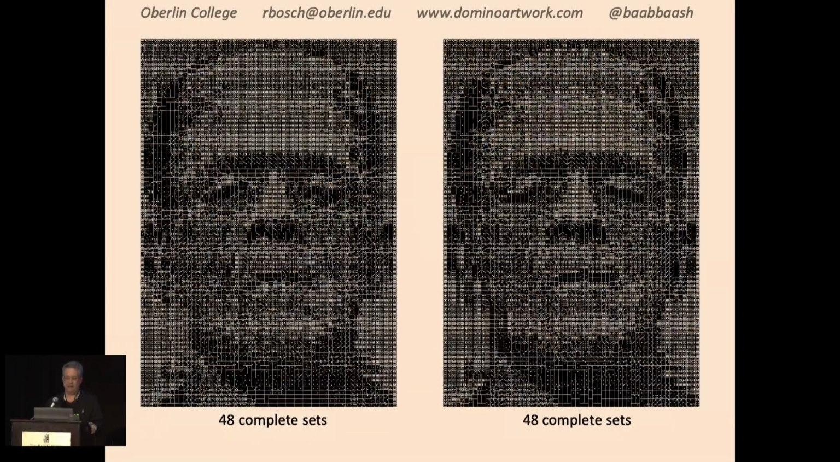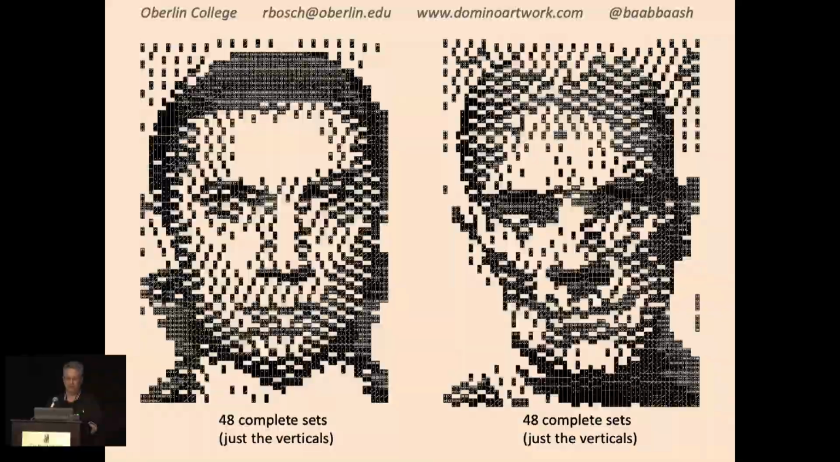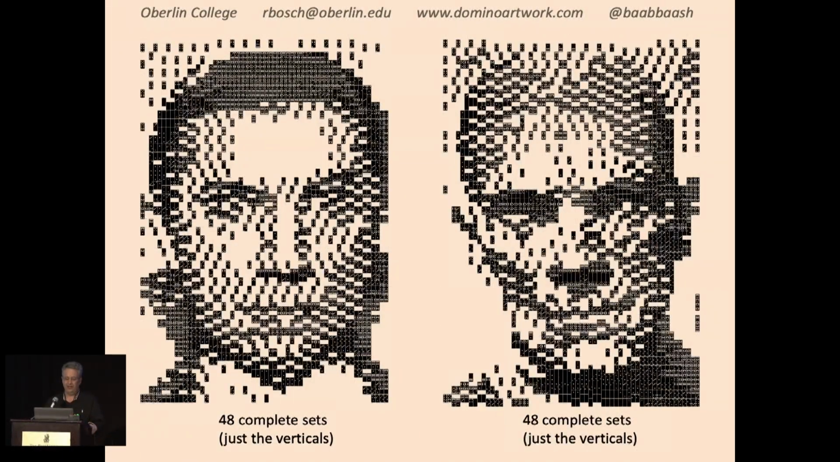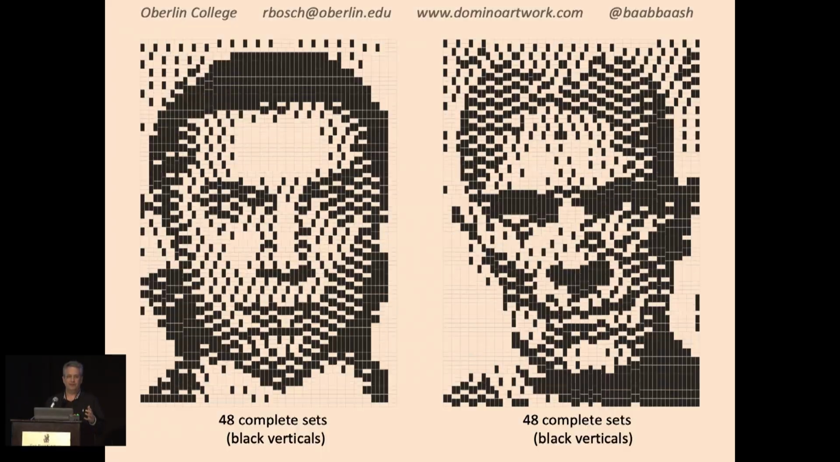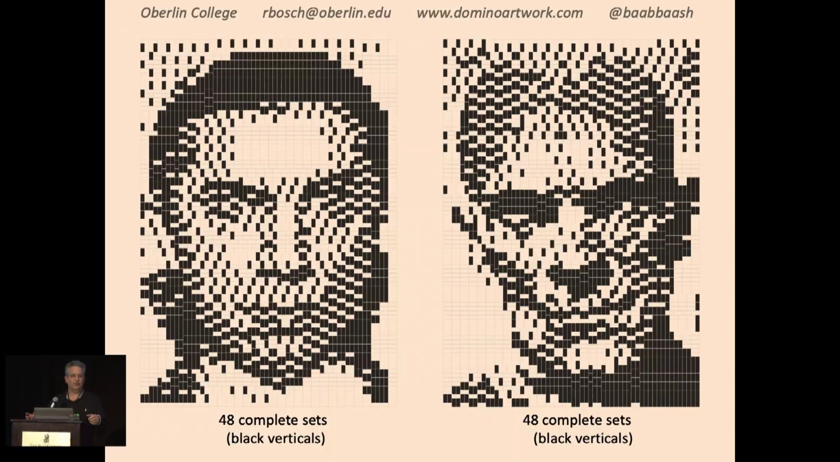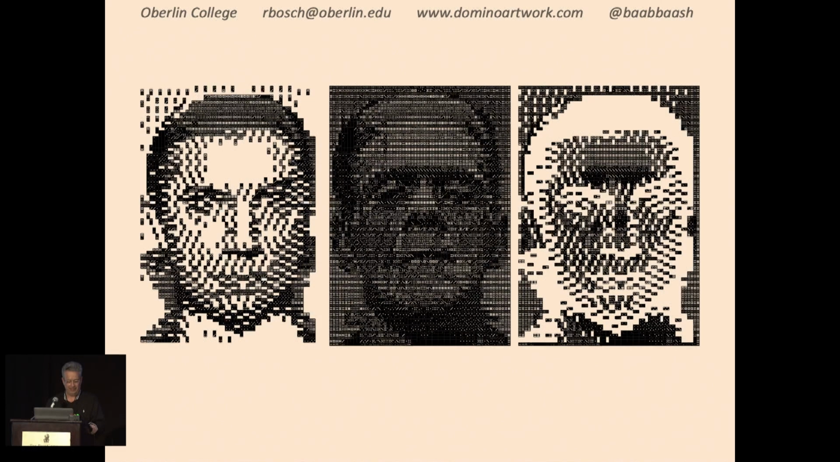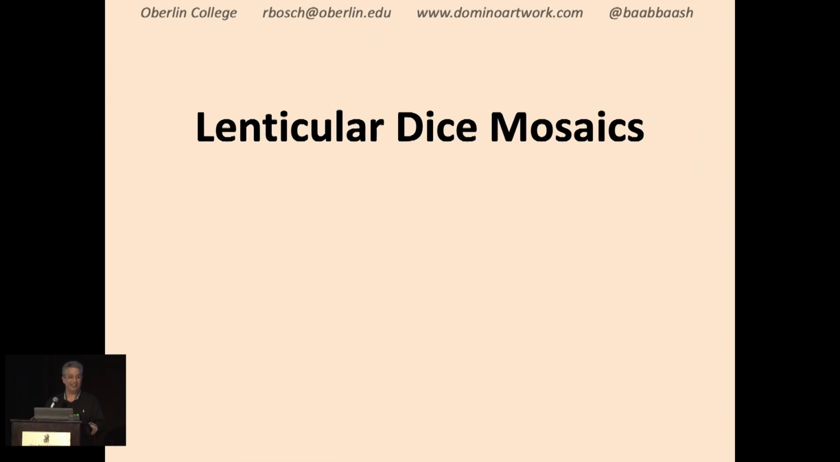Okay, so on the left, did you think that we'd be seeing Dracula hidden in Frankenstein? On the right, did you think we'd be seeing the mummy hidden within Frankenstein? No. Okay, and what we're doing here is really, we figured out a way to paint with vertical black dominoes and horizontal white dominoes. So we have an unlimited supply of these different dominoes, and we can only place the black ones vertically and the white ones horizontally. This allows us to prove a theorem that Dracula plus negative Dracula is not 0, but it's Frankenstein's monster, and there's the proof. I only have a minute left, so I want to move on to the lenticular dice mosaics.